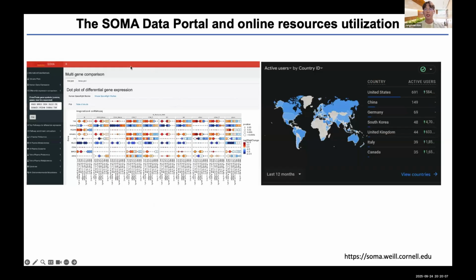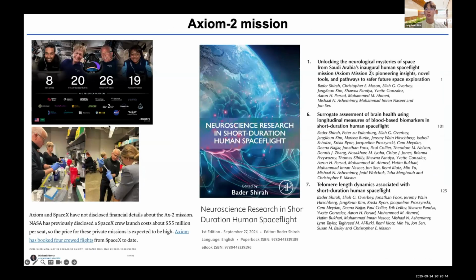As I mentioned, we try to share the data and the samples as much as possible to collaborate with each other. So we launched the SOMA data portal, where you can type the gene names here and see the pattern of those genes in space. As of 6 months ago, over 800 people all over the world had utilized this SOMA data portal, and 2-3 papers were already published after launching this portal 1 year ago. But we keep moving on to other missions with a similar pipeline.